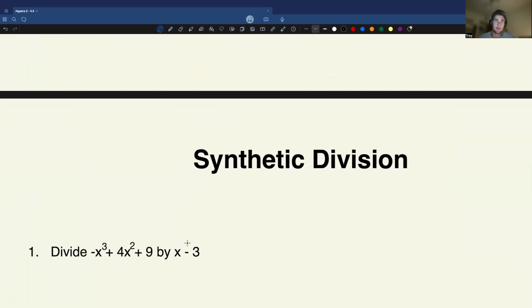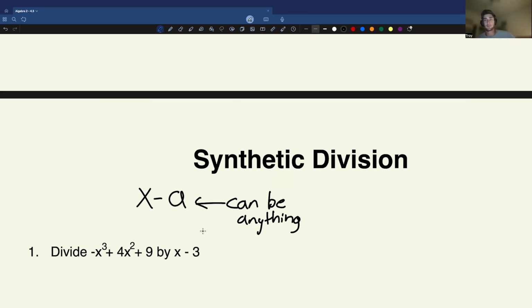And that's that the divisor needs to be x minus a, where that a can be anything. But this is just to say it can't be anything with a higher degree than just 1. We would say this has a degree of 1. And if it has a higher degree than 1, we cannot use synthetic division. And you'll see why once we see what synthetic division is.